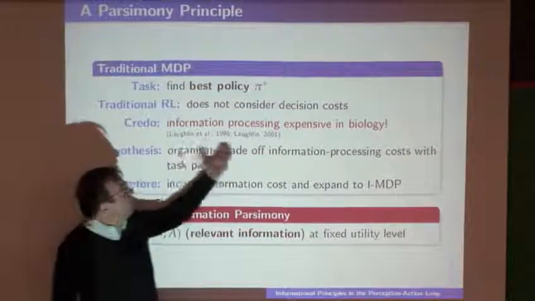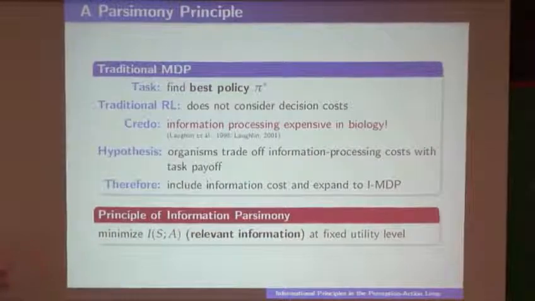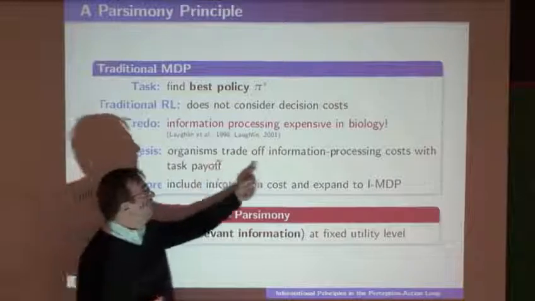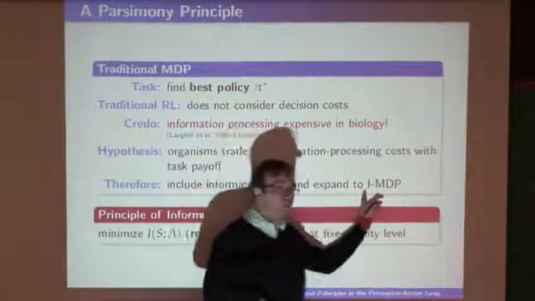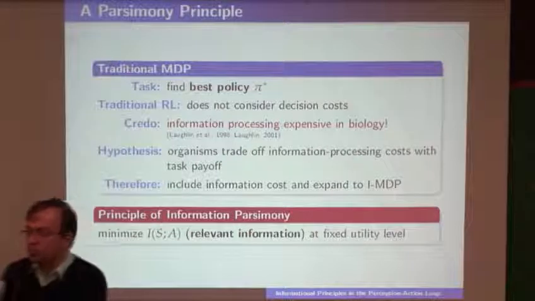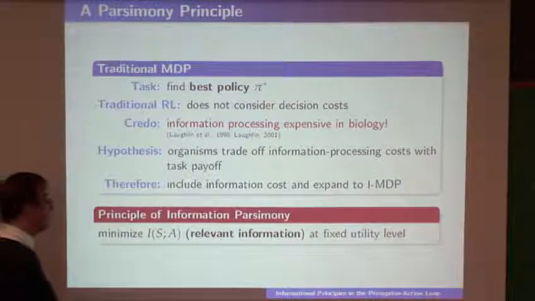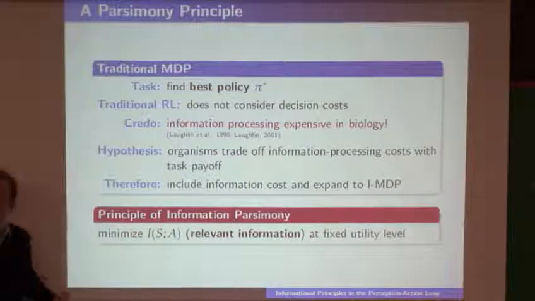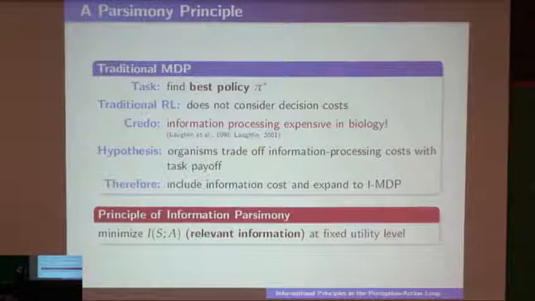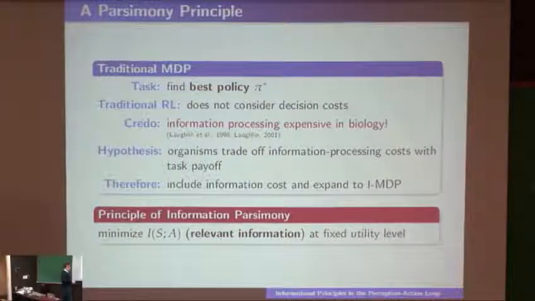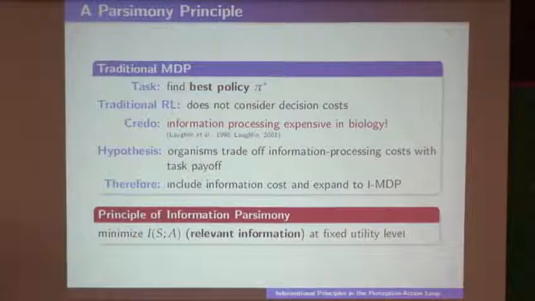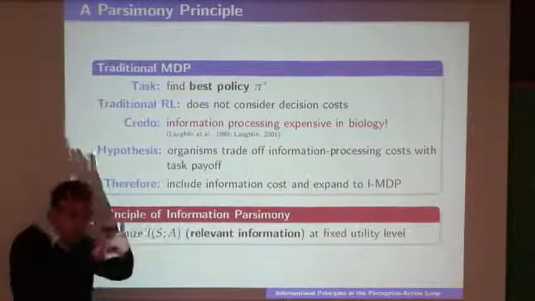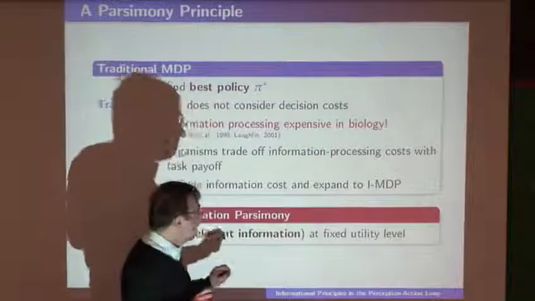So, if we assume that information processing is expensive, and I gave you examples that it is expensive, then it makes sense to trade off information processing cost with how much you get for it. And therefore, we include the information cost and expand the whole task to an IMDP. So MDP is a Markovian decision process, IMDP is an informational Markovian decision process, and basically the principle of information parsimony means you want to make your decision with the least amount of relevant information. Here I forget everything about prediction. You could do that, but here I'm only interested in the immediate information sucked out from the current state I am in, to make my current decision. This is the simplest case, because we will study something very interesting here.